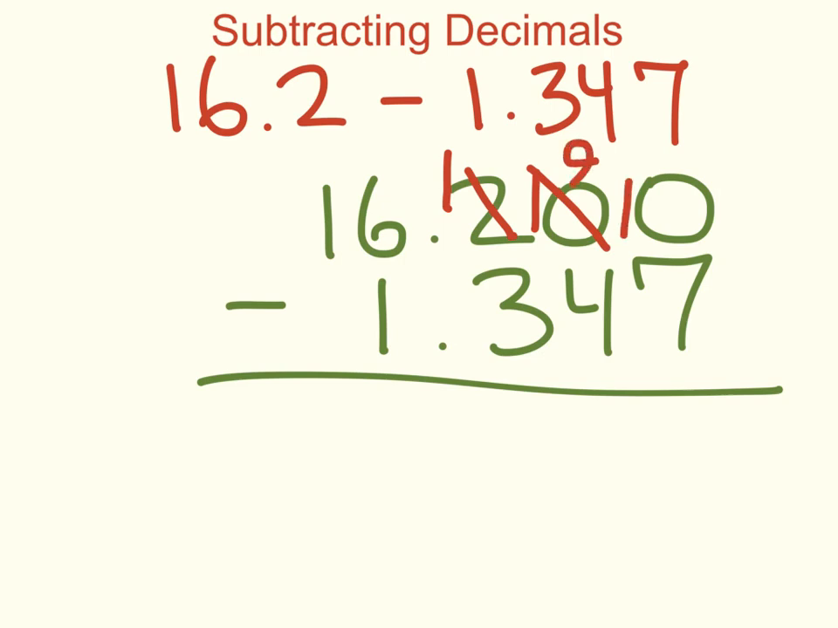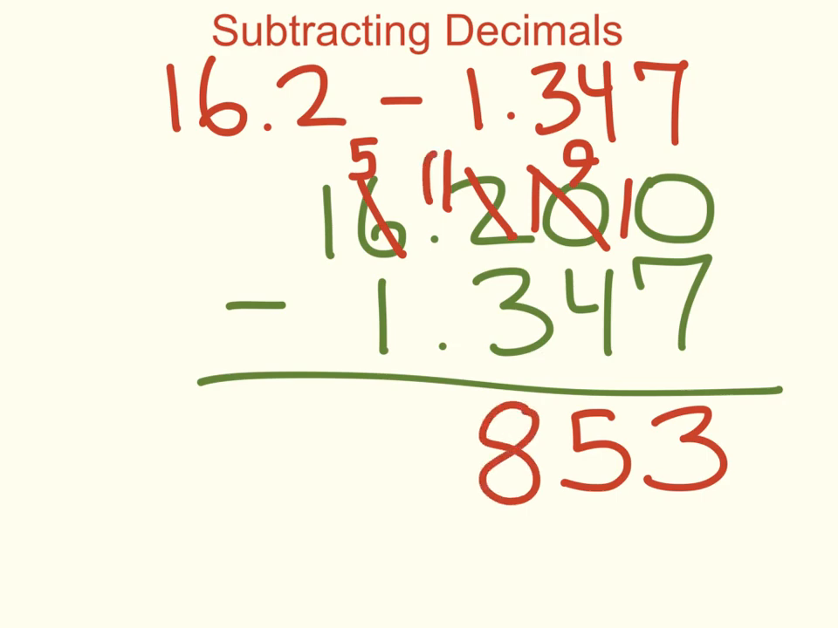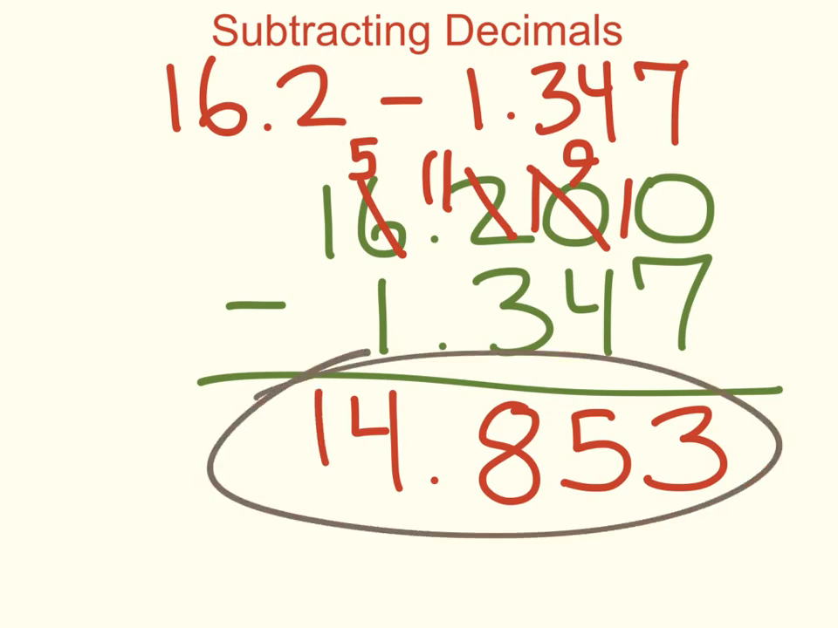10 minus 7 is 3. 9 minus 4 is 5. 1 minus 3 I can't do, so I'm going to borrow. That becomes a 5. Now I have 11 minus 3, which is 8. Drop my decimal down. 5 minus 1 is 4. And 1 minus nothing there is 1. And that's my answer. Excellent.